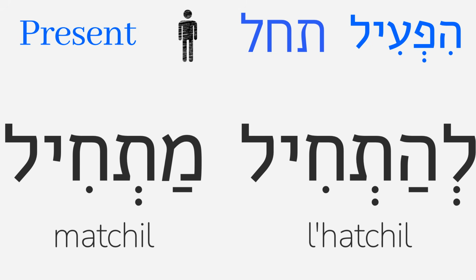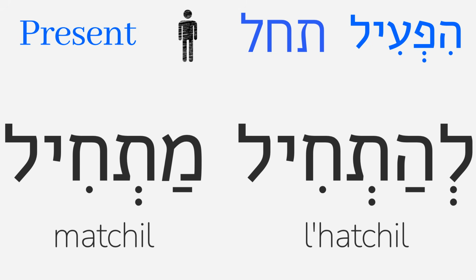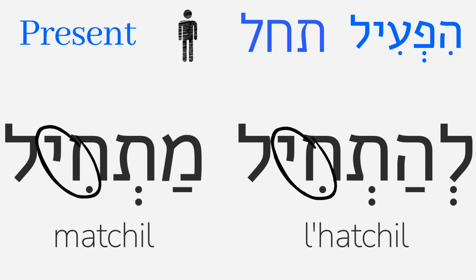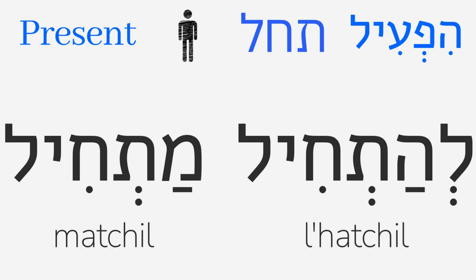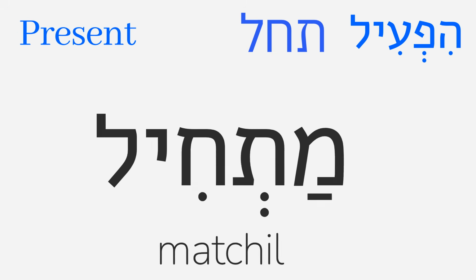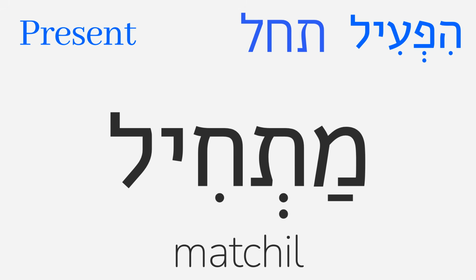Comparing this present tense to the infinitive lahatchil, we can see their vowel pattern is exactly the same. A patach on the letter that comes before the first root letter, a shva on that one, and a hirik and yod after the second root letter. Lahatchil, matchil. Taking matchil, we can make changes to it to make the other forms of the present tense.